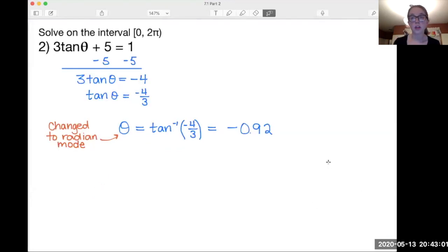Another time solving using inverse trig can be kind of confusing is if you have to solve your equation in radians. So in this example, I changed the directions from solving on 0 to 360 to solving on 0 to 2 pi, which signals your answer should be in radians. So just like our other examples, I started by isolating tangent. Then I changed my calculator to radian mode, and I did inverse tangent of negative 4/3, which gave me negative 0.92.